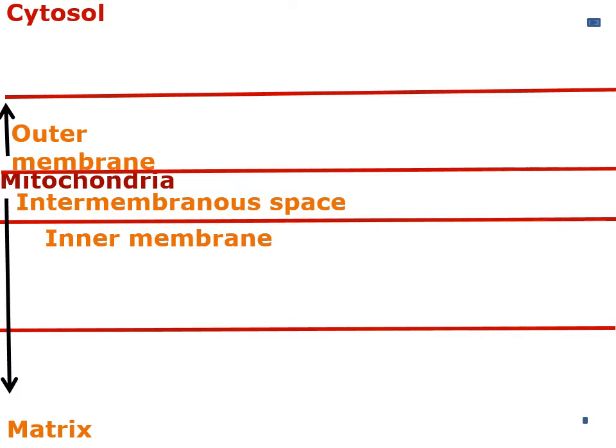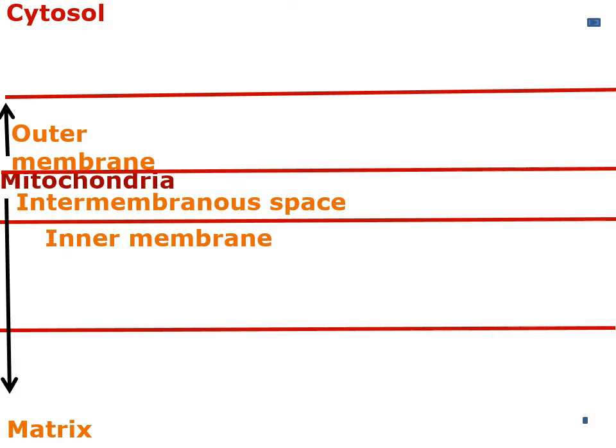I said the mitochondrial membrane has two membranes, the outer membrane and the inner membrane, and between the outer and the inner membrane of the mitochondria, you have what is called the intermembranous space. Is that clear? I repeat once again, you have the cytosol, you have the mitochondrial matrix. The mitochondria has two membranes, the outer membrane and the inner membrane, and in between them you have what is called the mitochondrial intermembranous space.